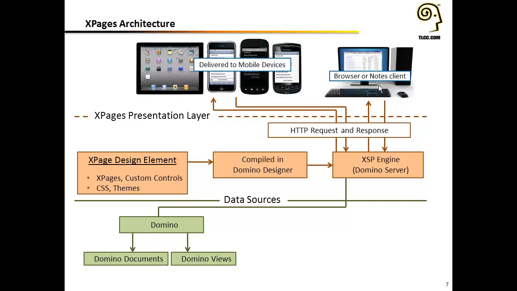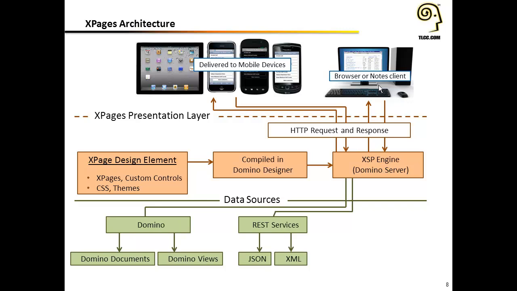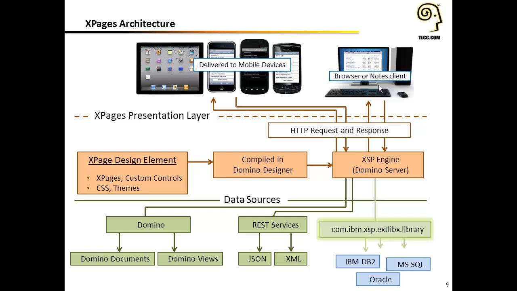And you are not limited to only Domino data sources. Using native REST services, you can surface on an XPage XML data or JSON data from many external applications. By installing the Extension Library from OpenNTF, you can also access relational data from any relational database management system that provides a JDBC driver.